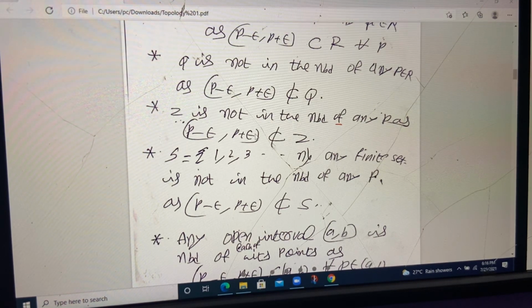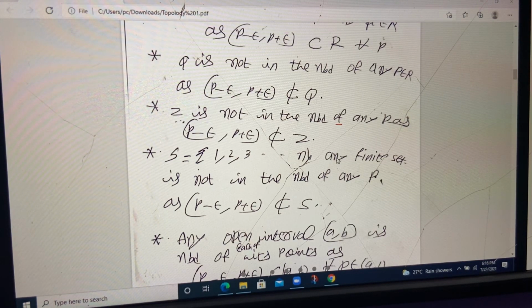Therefore, we say that Z is not in the neighborhood of any P, and no point of it is an interior point. 1 is not an interior point, 2 is not an interior point. 1 belongs to Z, correct, but 1 is not an interior point. 2 belongs to Z, correct, 2 is not an interior point, and so on.